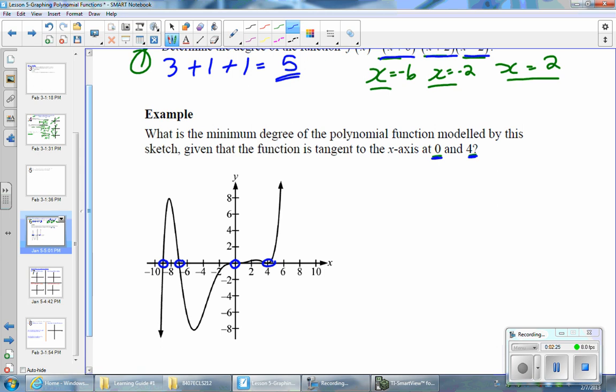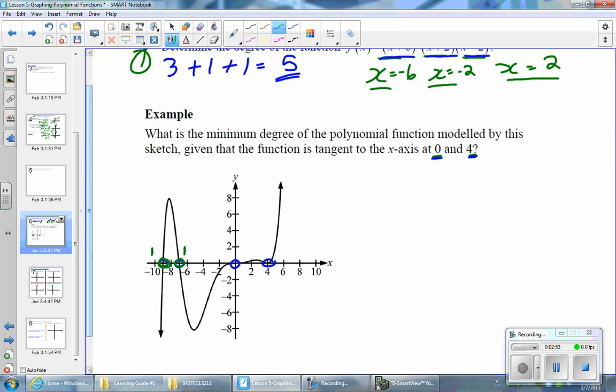Okay, so we start with the first one at negative 9. We know that it's crossing at that point, at that 0, and it's not tangent to, but it's crossing it. So we know that the multiplicity of that 0 is at least 1. Okay, and same here again with negative 7. It's crossing the x-axis at negative 7. So therefore, the multiplicity of that 0 is at least 1.